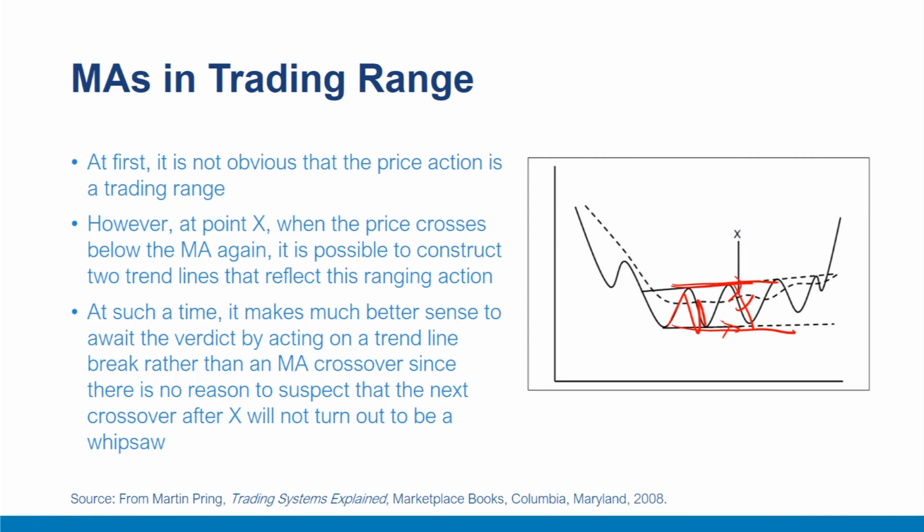At such a time, it makes much better sense to weight the verdict by acting on a trend line break rather than an MA crossover. For example, at this stage, it would be better to wait for this kind of trend line break, either on the upside or downside. This is so because there is no particular reason to believe that the next move like this crossing up would be a sharp move, and it will not be a whipsaw as was the case earlier. So we do not have any reason to believe that the next move is going to be different than these whipsaws. So we prepare these kind of trend lines, and only when the price crosses these trend lines do we consider it a solid signal.